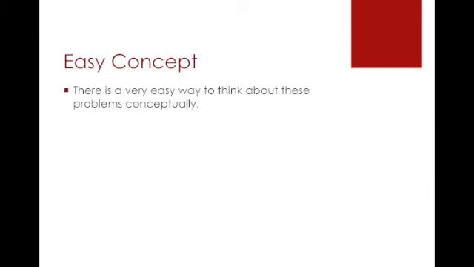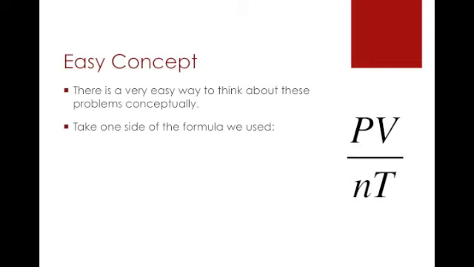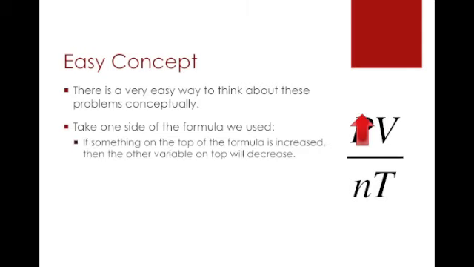So there's an easy way to think about this conceptually. Take your formula. Just take one side of it. You don't even need the numbers. Just PV over NT. Now, if something on the top increases, for instance, if I say pressure increases, then the other variable on top will decrease. So in this case, the volume would go down.